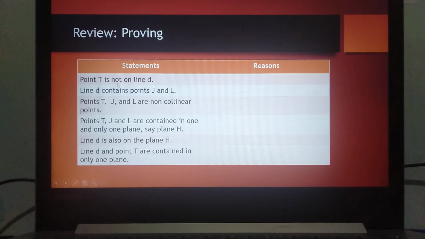Si point T kasi natin, napatunayan na natin na nasa H, tama? Then J and L, 2 points from a line which is line D, napatunayan din natin na nasa plane H. So therefore, here, since T and D, or line D, are on the same plane, so line D and point T are contained in only one plane. So, at the end, we prove that line D and point T are contained in only one plane.